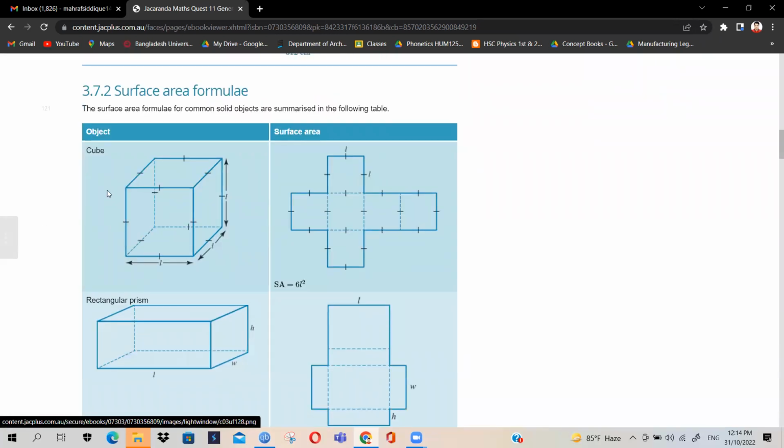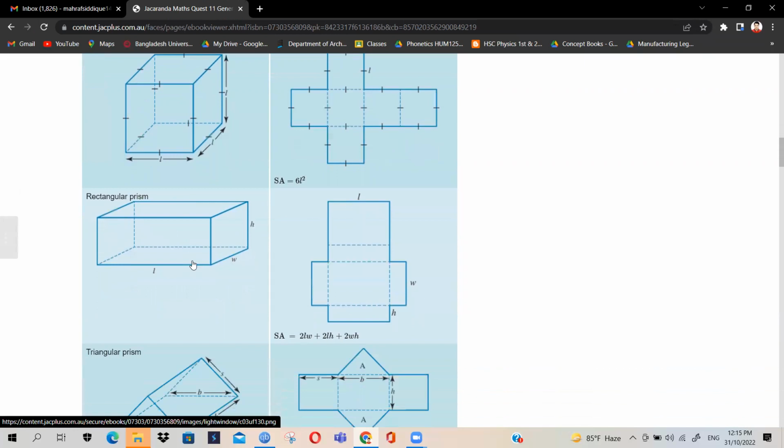Surface area formula for a cube: it's 6L squared or 6A squared. This is very easy to understand. There are 6 squares, and the area of one square would be A squared.